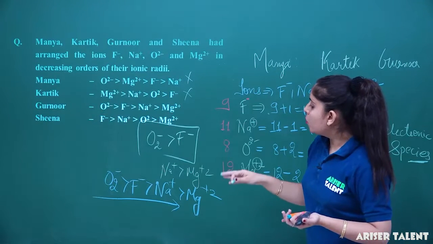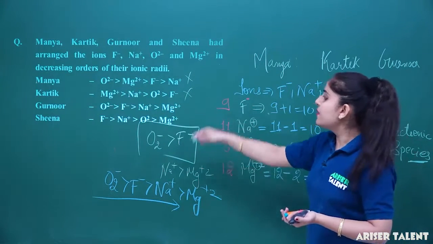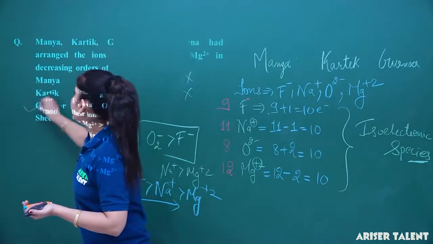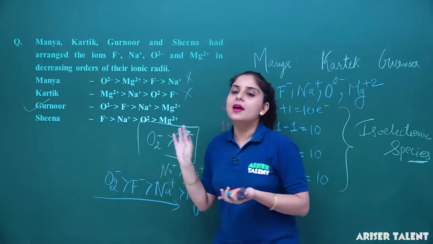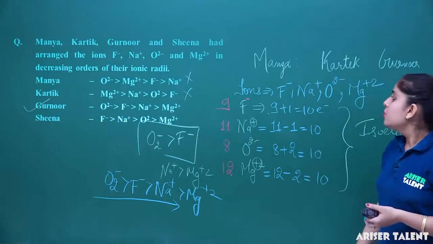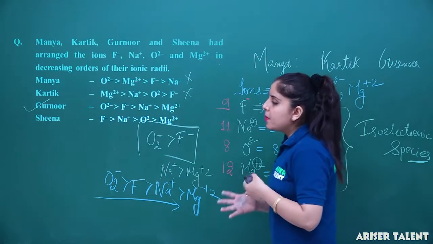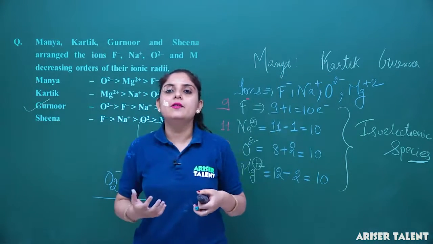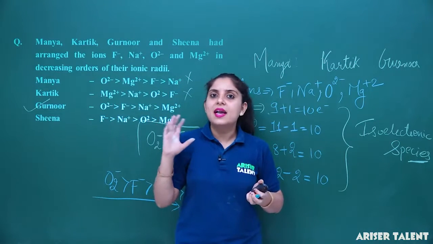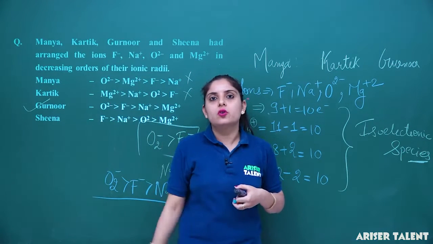Gurnoor: O2 negative, F negative, Na positive, Mg+2. So this is the sequence that Gurnoor is following. So Gurnoor's answer will be true regarding the arrangement of the ionic radii in decreasing order. So you have to calculate the number of electrons and you have to identify whether they are cations or anions. And anions are always bigger in size as compared to cations because anions have a negative charge on them.